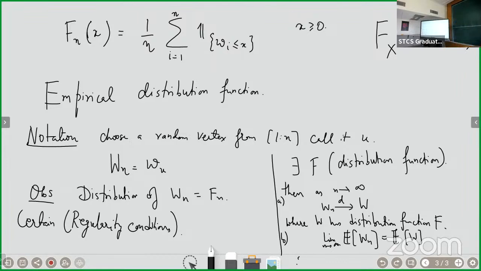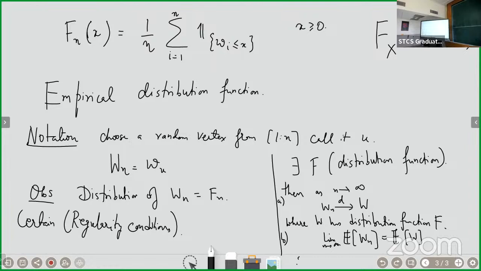F of x is very easy for a heavy tail distribution. Just 1 minus 1 by x to the power. So given that, can you come up with a strategy where I can identify wi? Is the strategy clear? Otherwise, it's a difficult one. The strategy should be clear about what I'm trying to do.